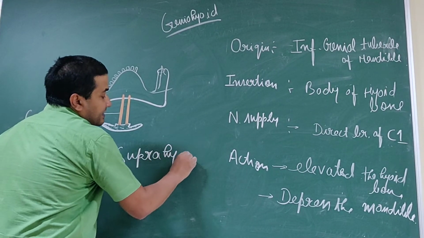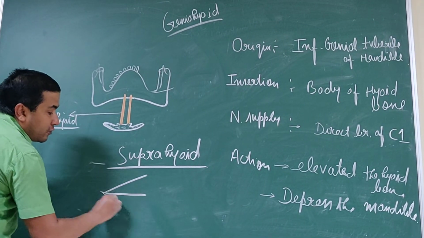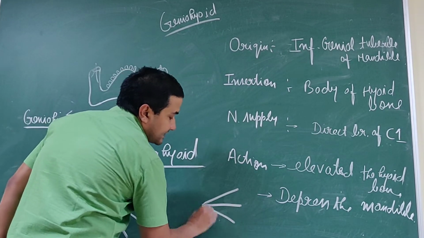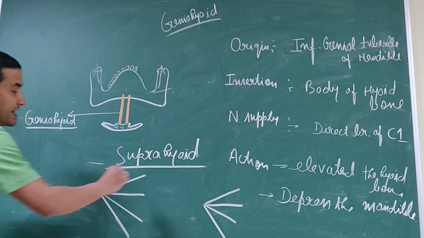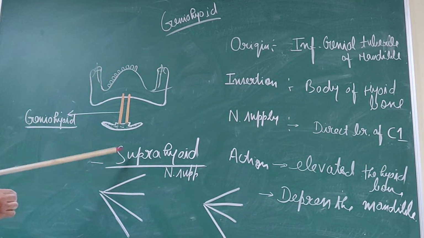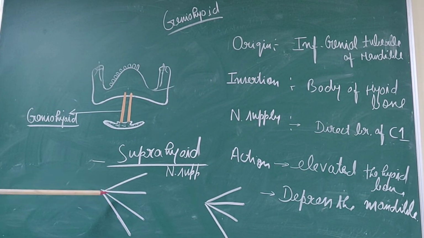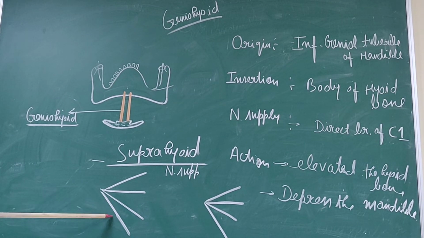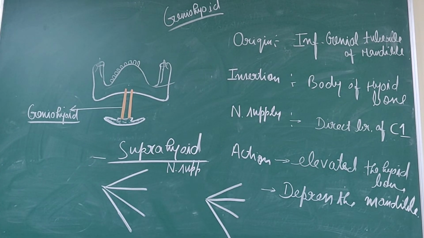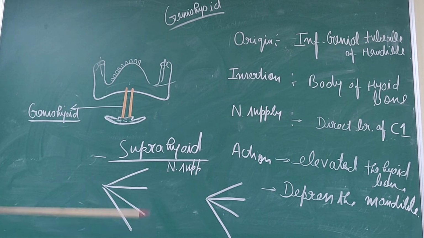It is asked in the exam: the names of the 4 suprahyoid muscles and the names of the 4 infrahyoid muscles. It is important. Then its nerve supply: what are the nerves that supply the suprahyoid muscles? What are the nerves that supply the infrahyoid muscles? What are the actions of the suprahyoid muscles and the actions of the infrahyoid muscles, and what are the important features other than these?